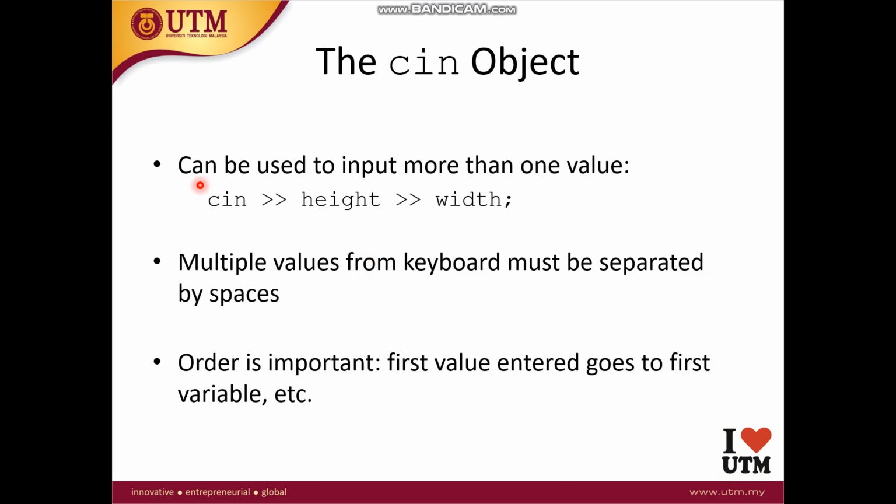Even more, cin can be used to enter two different data into two different variables simultaneously. For example, cin double angle bracket height, double angle bracket width. So you need to type it in this way, and you need to type multiple data from your keyboard, and they must be separated by space. Then the first value you enter goes to the first variable, and the second value goes to the second variable. So this is the cin.